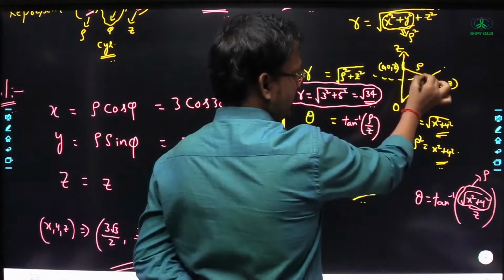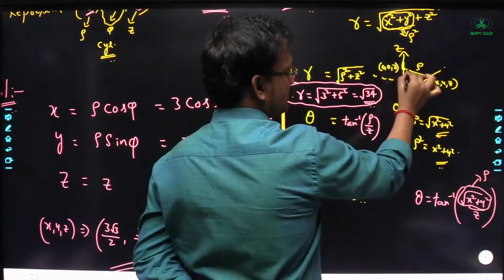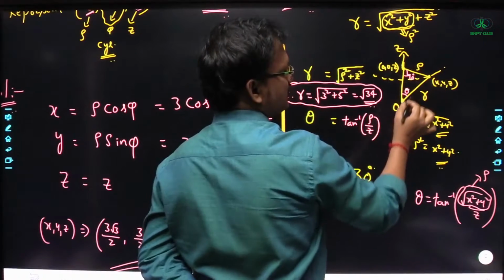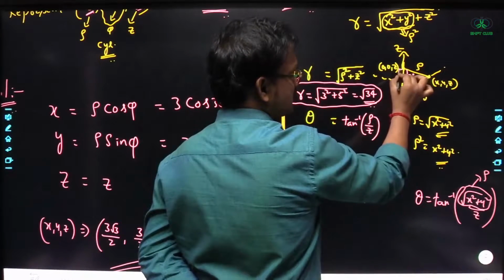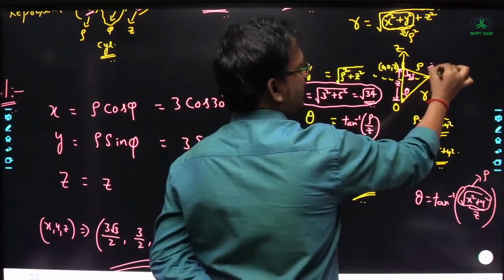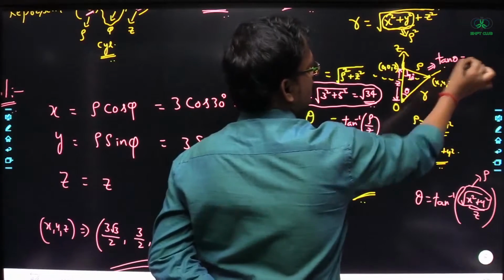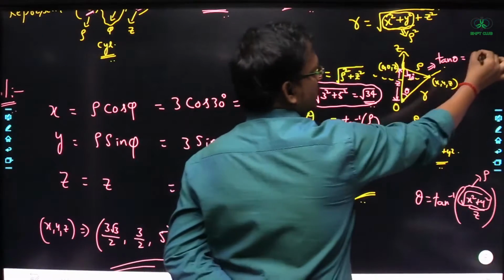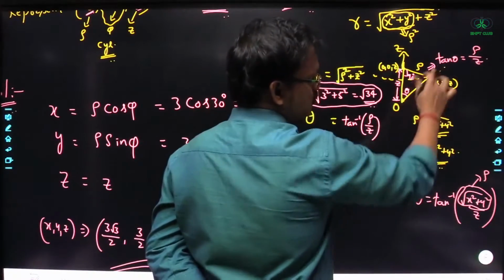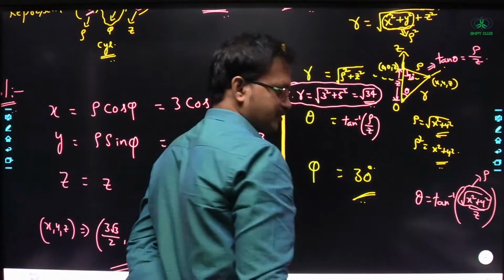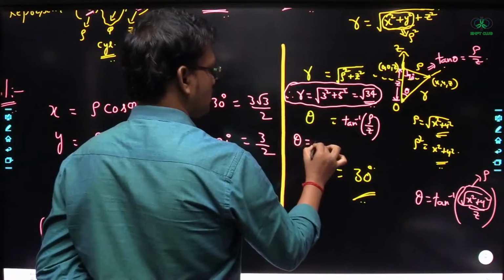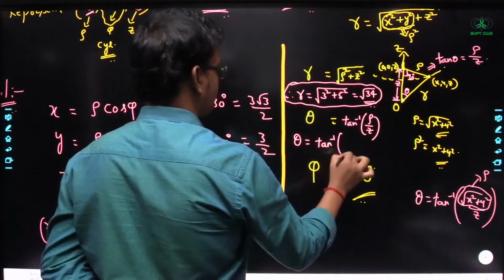If you observe this right angle triangle here, this is theta, and this angle is 90 degrees. From this right angle triangle, what is tan theta? The distance from here to here is nothing but z. So tan theta is equal to rho by z. That's what we got here. So theta equals tan inverse of rho by z. Understood? Okay.